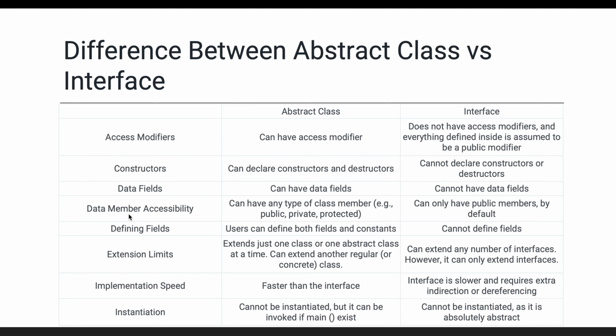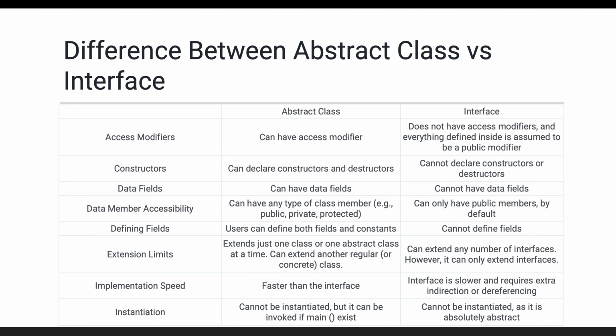Next difference in terms of the data member accessibility. Abstract class can have any types of class member, for example public, private and protected, but interface can only have public member by default. That's what we have discussed also. Next difference in terms of defining field. User can define both fields and constant, but in case of interface it can define only constant, cannot define fields.